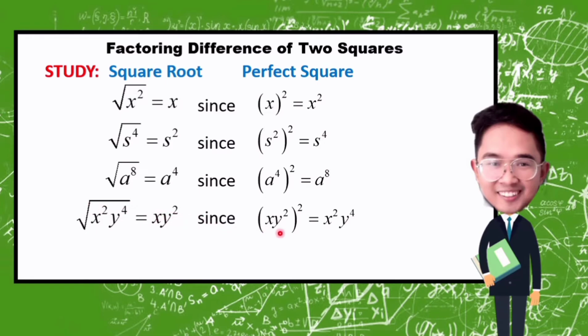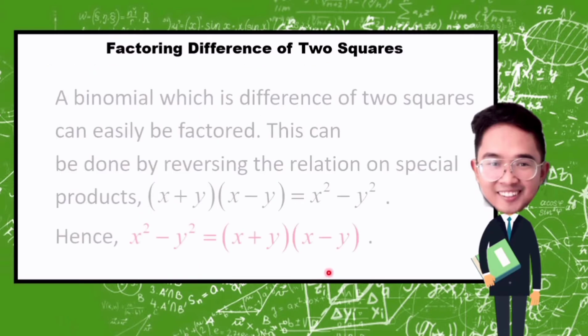Since the quantity of xy squared raised to 2 is equal to x squared y raised to 4. In this part, we are going to apply power of powers, wherein we need to distribute 2 to each variable. And that is why we have x squared y raised to 4. Last example, the square root of a raised to 6 b squared is equal to a cubed b, since the quantity of a cubed b raised to 2 is equal to a raised to 6 b squared.